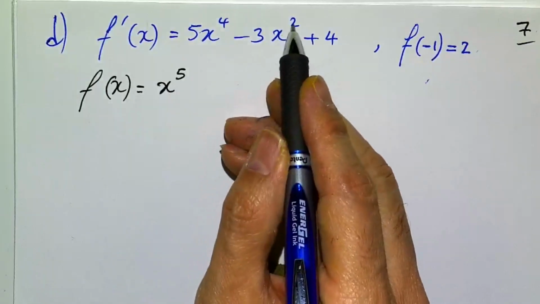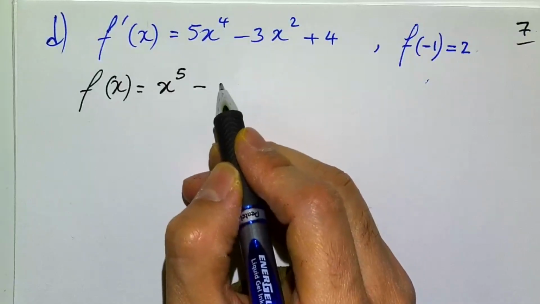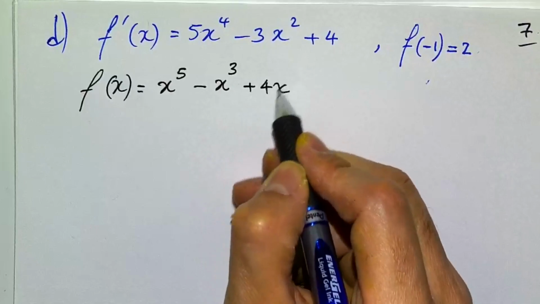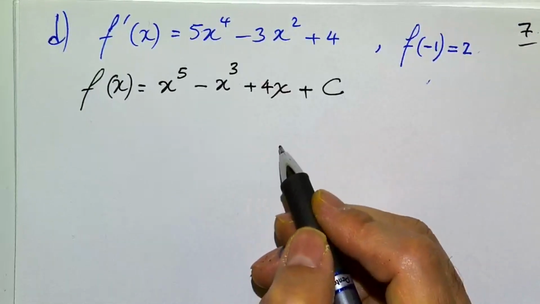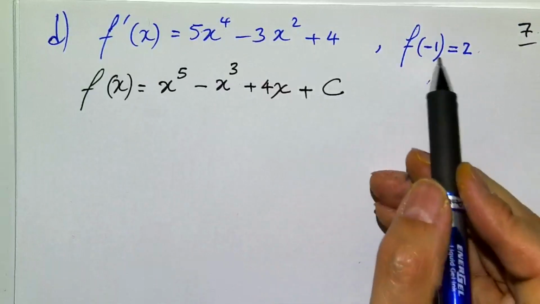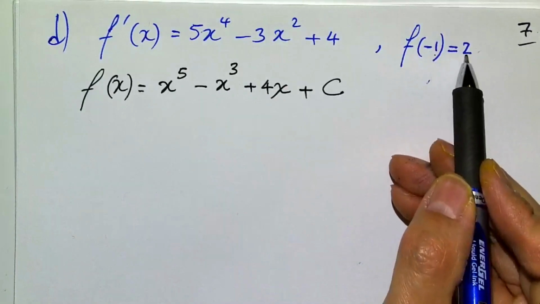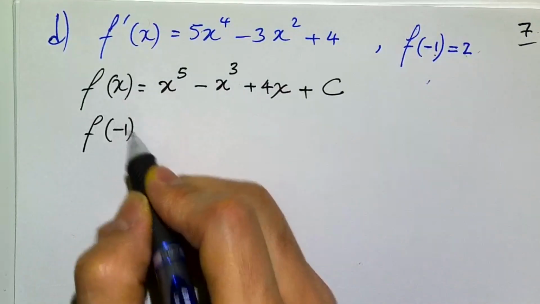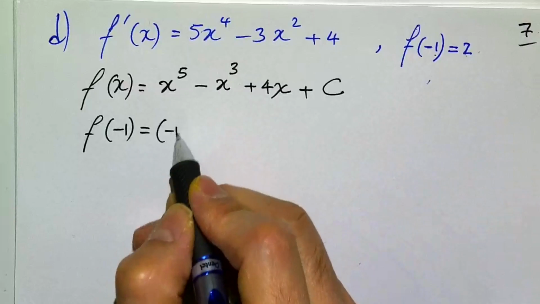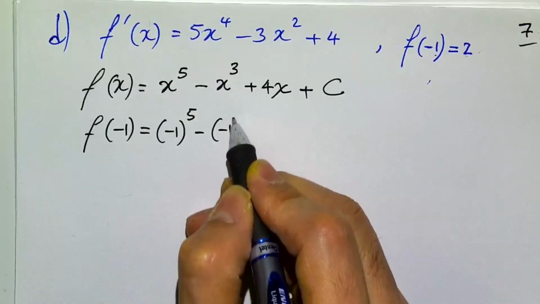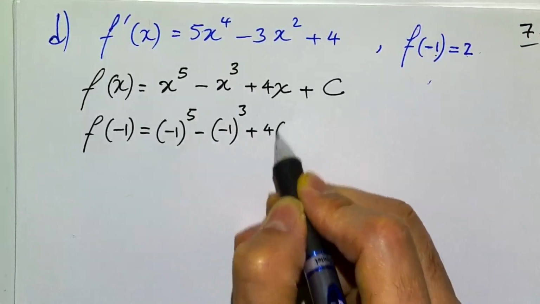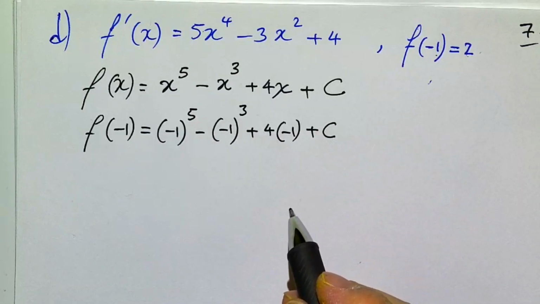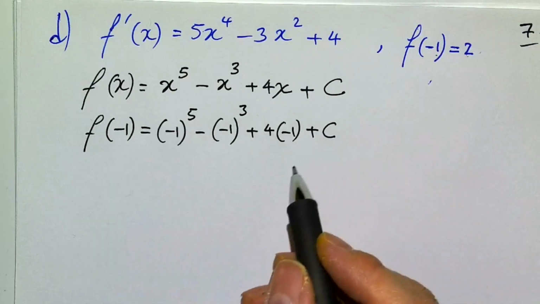Then add 1 to this, divide by the new power, so we get minus x cubed plus 4x plus c, right? So this is the antiderivative, and we know at -1 it was equal to 2. So let's find f at -1. So -1 to the 5th minus -1 cubed plus 4 times -1 plus c, and this was equal to 2.